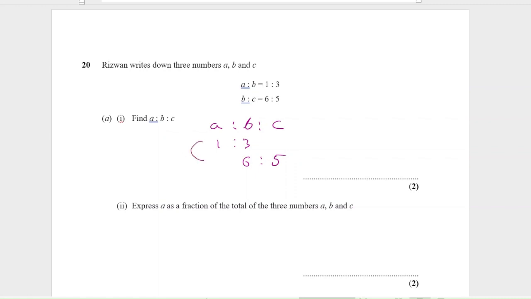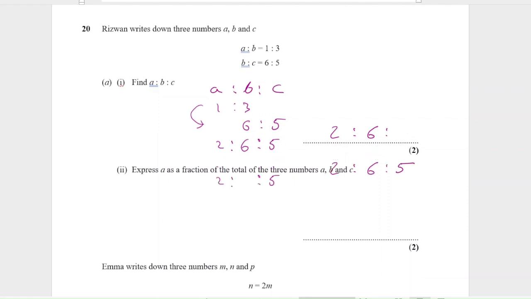So to combine them, I need to adjust this ratio. I need to make them all 6. So really, I'm not changing the second ratio, I'm just doubling the first ratio. So it would be 2 to 6 to 5. Express A as a fraction of the total of all the 3 parts. So, missed my format in there. Express A, so that would be 2 out of the total number of parts, which would be 13. And then simplify if we can. I don't think we can though. So we've got 2 to 13.